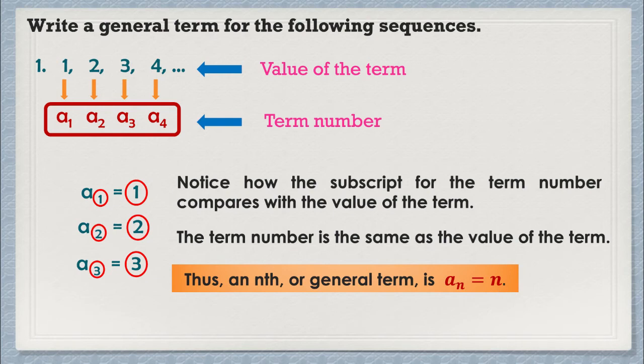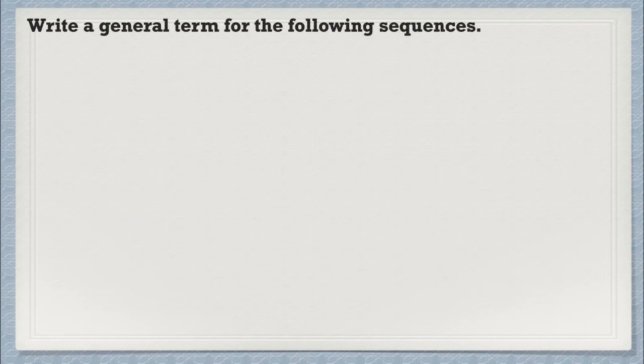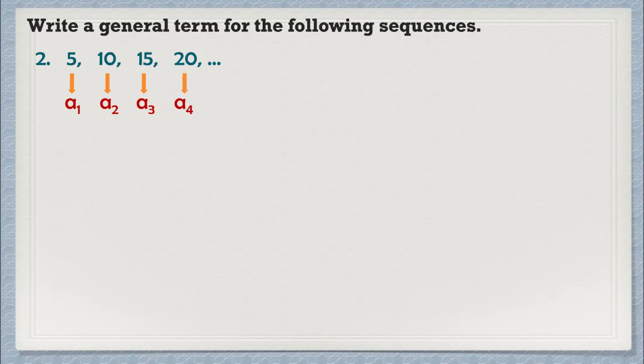Let's have another example. So we have the sequence 5, 10, 15, 20, dot, dot, dot. So the first term here is 5, that's denoted by a sub 1. Second term is 10, denoted by a sub 2. Third term is 15, denoted by a sub 3. And the fourth term is a sub 4, which is 20.